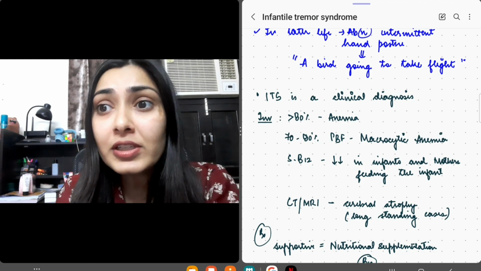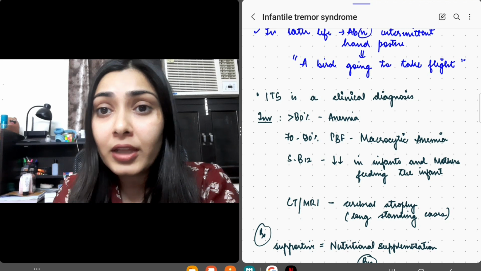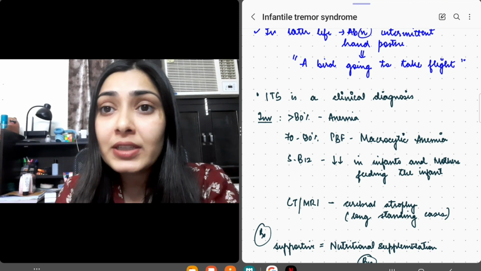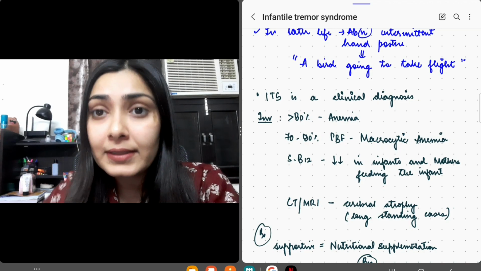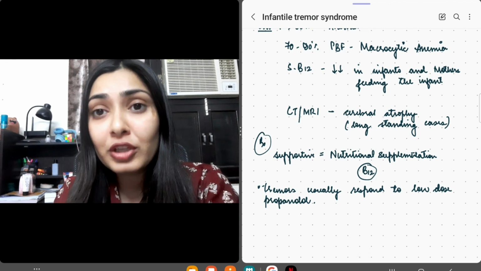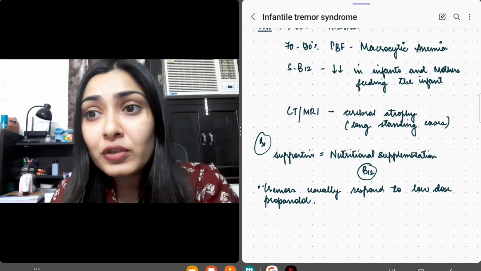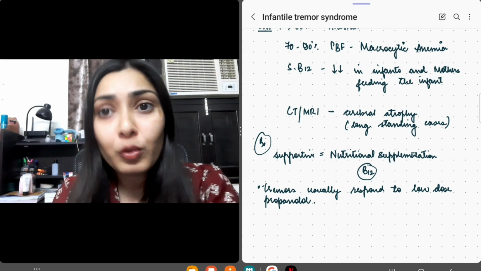If you go for B12 levels, mostly they are decreased in infants and in the females feeding that infant. On neuroimaging, you will see cerebral atrophy in long-standing cases. The treatment of ITS is supportive. You will supplement the child nutritionally, give B12 supplements, and for the tremors, they usually respond to low-dose propranolol.